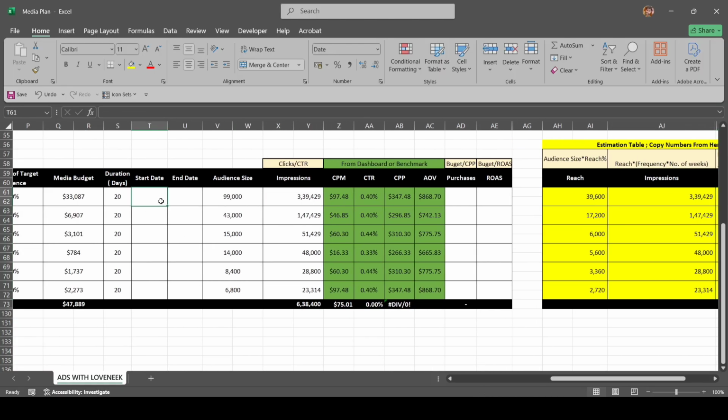Now let me just put the start date as 5th of May. And to calculate the end date, which will be start date plus the number of days or the duration.